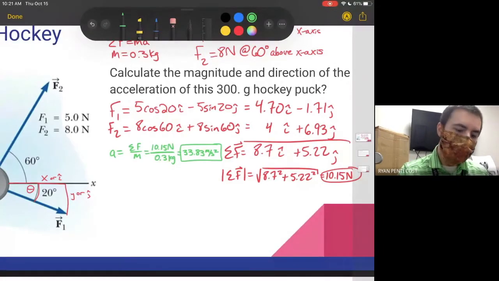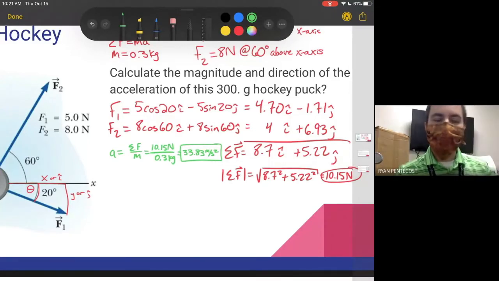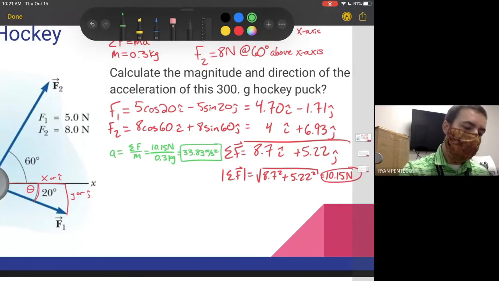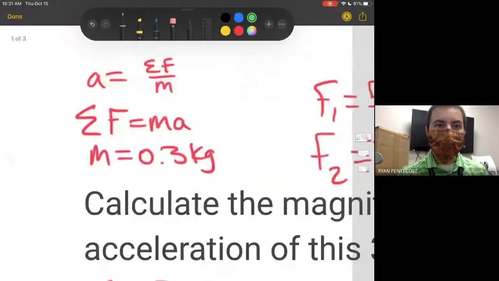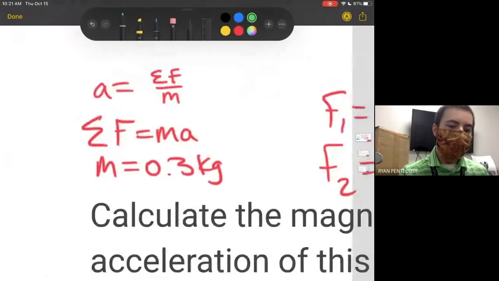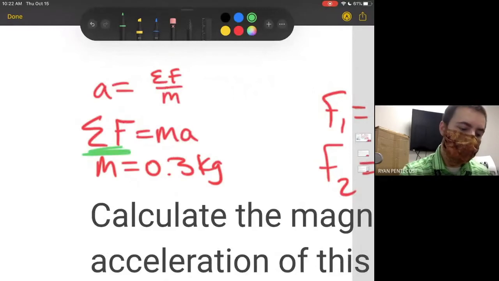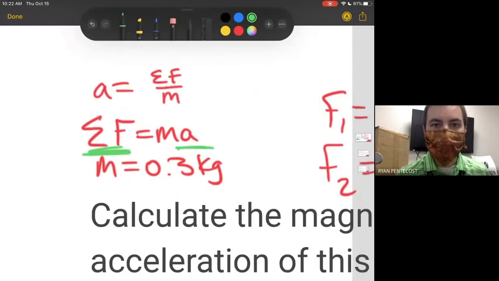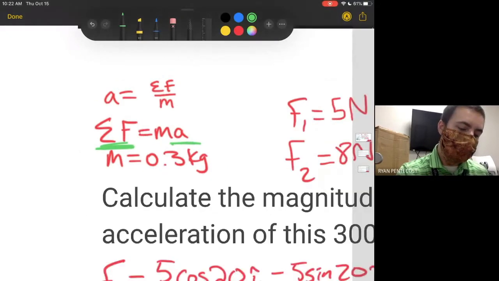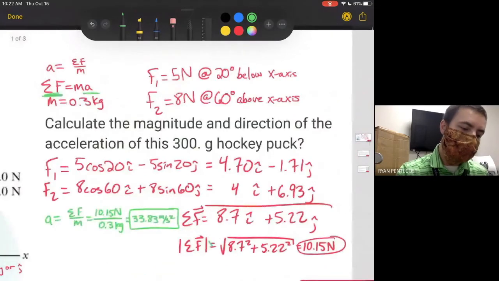Now we need the direction of the acceleration. And I mentioned before, the direction of acceleration will be the same direction as the summation of forces. We come back up here, we're thinking Newton's laws, right? If you want to talk about acceleration, you have to talk about unbalanced force, right? So wherever that unbalanced force is, the summation of forces, that is going to be the same direction as the overall acceleration of the object. So let's just find the direction of this force, right?